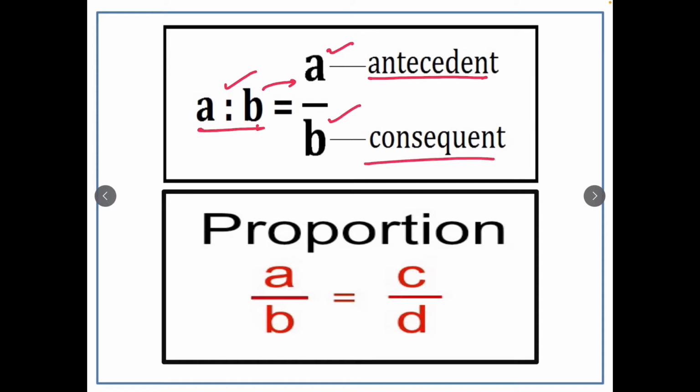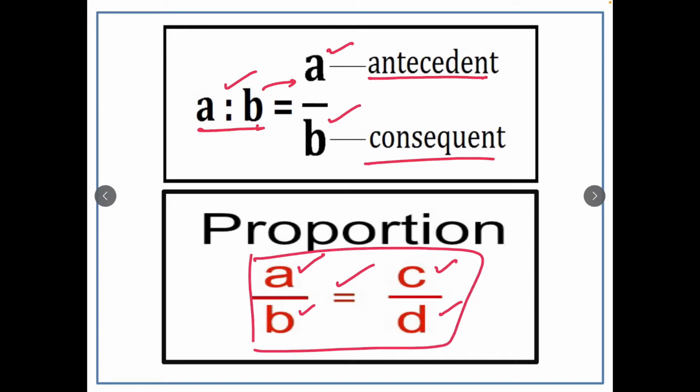In proportion, you can see two different values here, A divided by B, and here we have C divided by D. The values are different but their ratios will be equal. So when we write two different ratios in this form, they are called proportions.